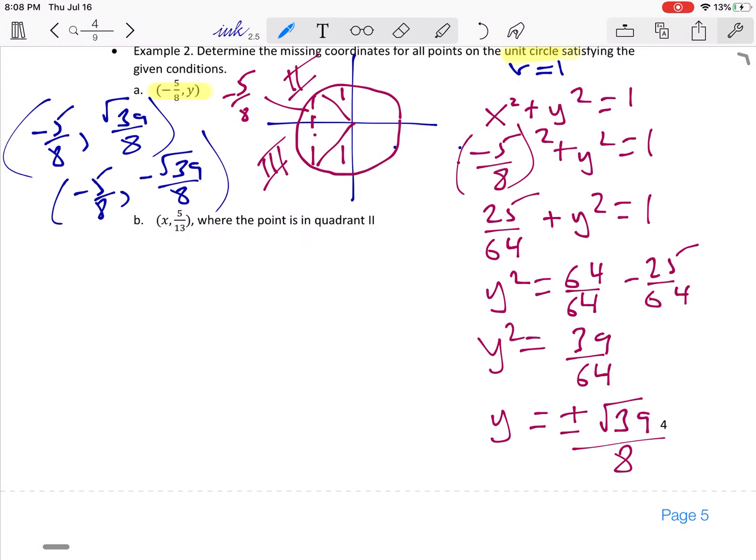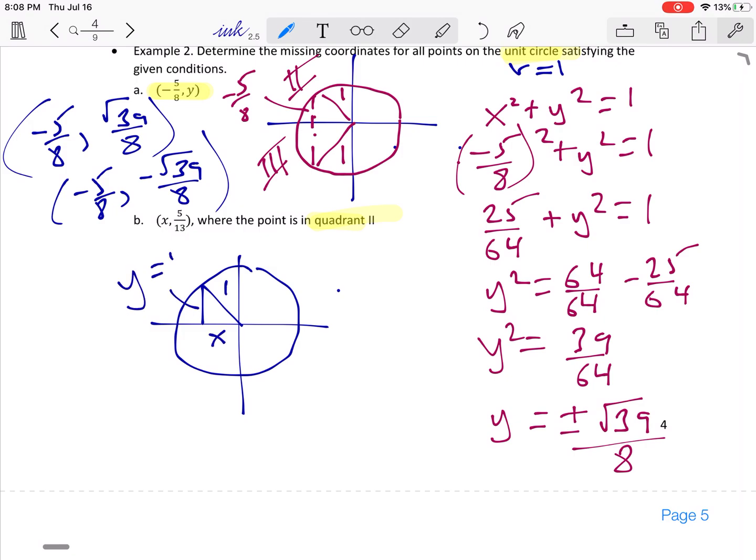A variation of that is if they tell you the quadrant, so that means there's only one possible answer. So for B, they tell you you're in quadrant number 2. Same idea, let's just draw the picture. This time we don't know our x, and our y value, again this is radius of 1, here's your x value, and your y is going to equal 5 over 13. So just do the same exact thing here.